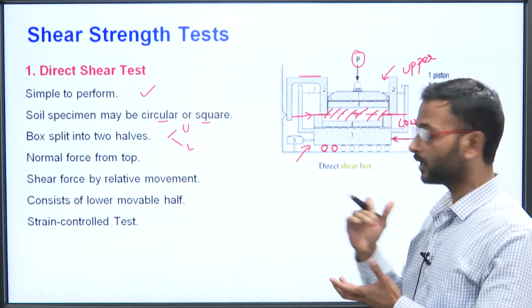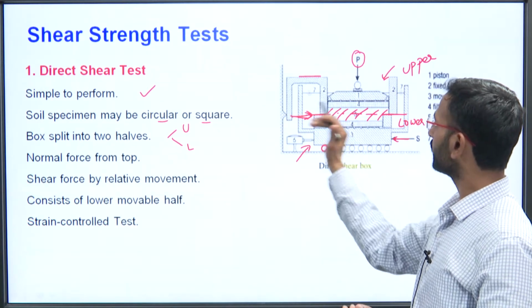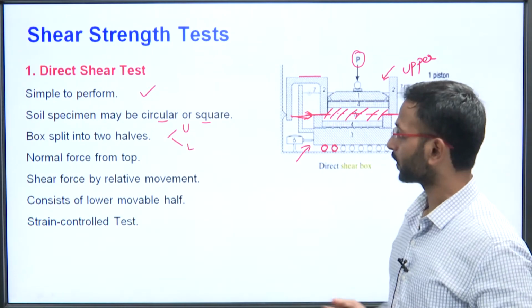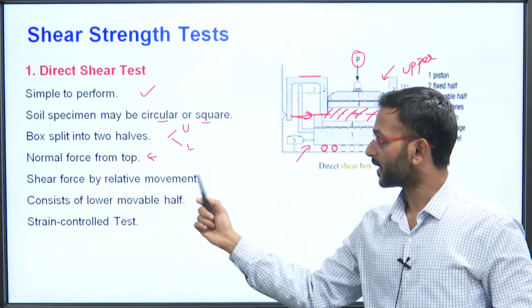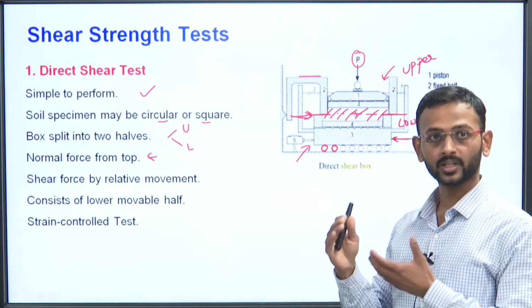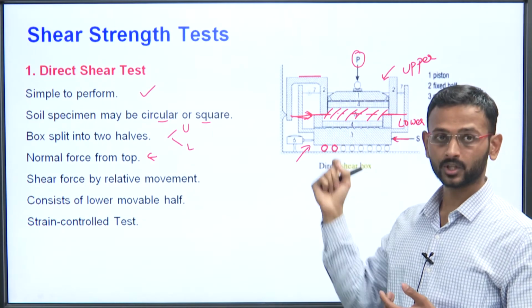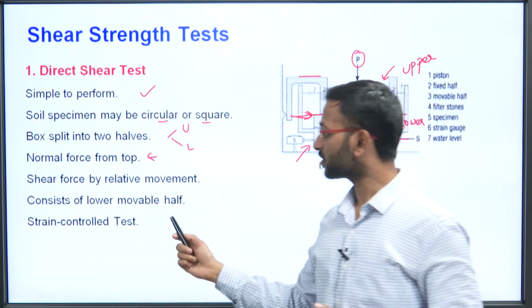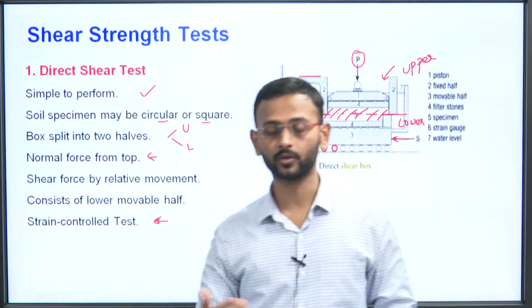So this force is the normal force, and when the lower movable part is moved, then the shear force comes into the picture. So normal force is applied from the top, and shear force is by relative movement. You can see there is relative movement of the upper and the lower halves of this shear box. So it consists of a lower movable half, and it is a strain control test. So what is a strain control test? We will move on and see that.